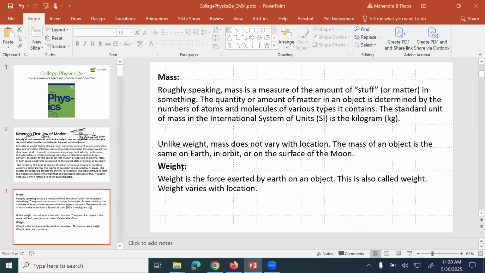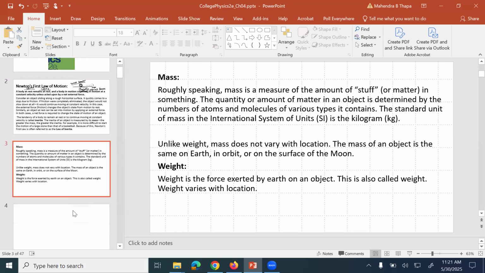Mass and weight are not the same thing. Roughly speaking, mass is the measure of the amount of stuff in something. Its SI unit is kilogram. It remains the same everywhere, so it will not change. The weight of an object keeps changing. Weight is the force exerted by Earth on objects.